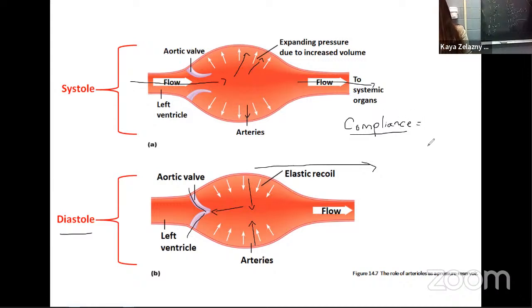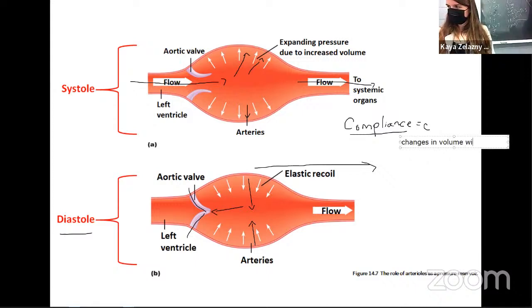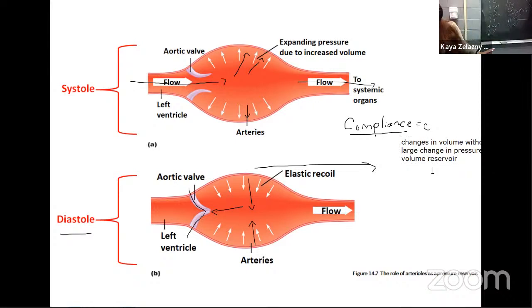Something that is compliant means that it changes in volume without large change in pressure, which means that we're going to think about it as a volume reservoir. Hopefully I spelled reservoir right. I'm not very great at spelling, but just letting you know that now, because we have this kind of point counterpoint between elasticity and compliance. So we can also just kind of think of them as opposites of each other.